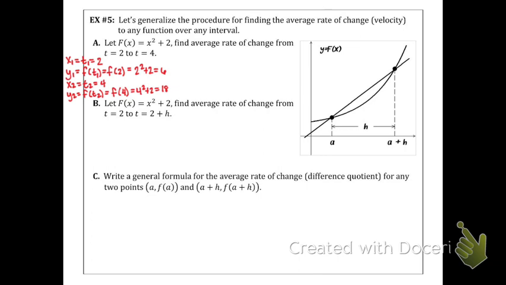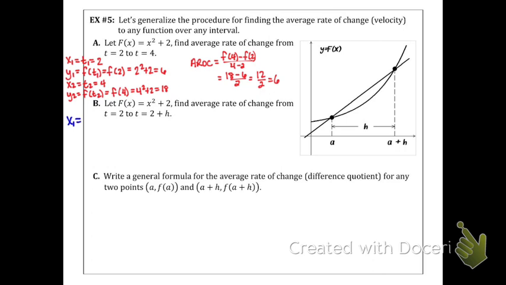And then my average rate of change is going to be my f of 4 minus my f of 2 all over 4 minus 2. So 18 minus 6 over 2, which is 12 over 2, which is 6. All right, B says let f of x equal x squared plus 2. Find the average rate of change from t equals 2 to t equals 2 plus h.